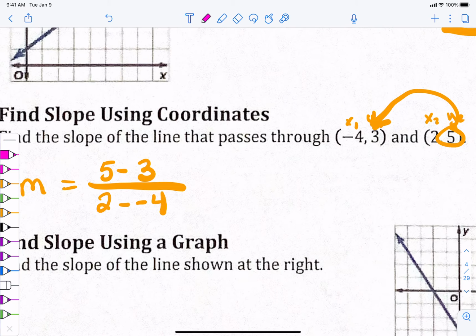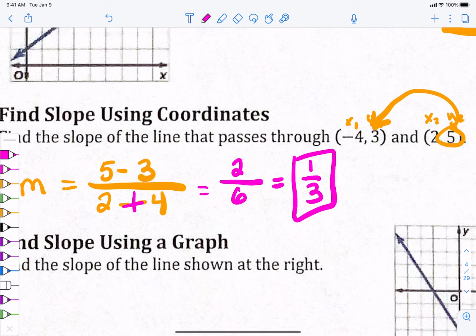What happens when you have minus a negative? Adding becomes plus. Yes, exactly. 5 minus 3 will be 2. 2 plus 4 is 6. So the slope is 1/3 if you reduce. Exactly.